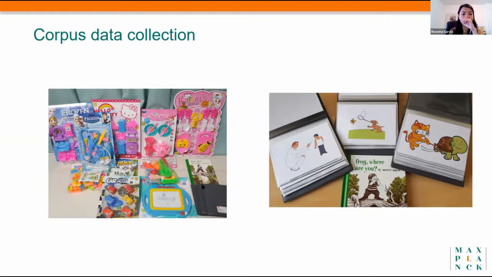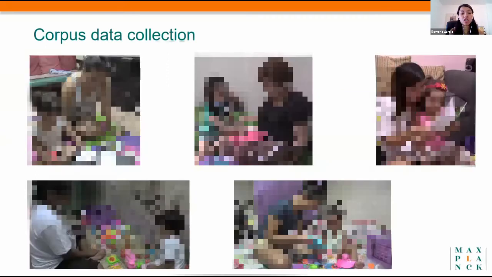You can see here, we provided these toys, these picture books. So it was actually semi-structured. And we did this because our target was really verbs. We wanted to have as many sentences with verbs as possible. So we had 20 child guardian pairs, and the children were between 2 and 4 years old.